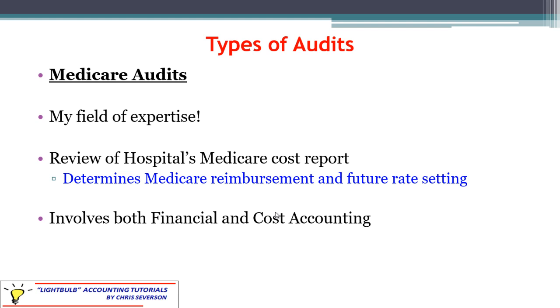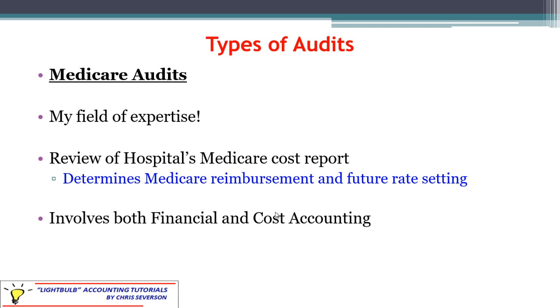But what we're talking about here is a hospital or other healthcare facility. They're required to fill out a Medicare cost report. Now, this Medicare cost report, a lot of times we compare it to a tax return when we're explaining it. It's kind of a similar process. But the idea here is that this cost report helps to determine Medicare reimbursement and future rate setting for that hospital. So we're reviewing this, we're auditing it.